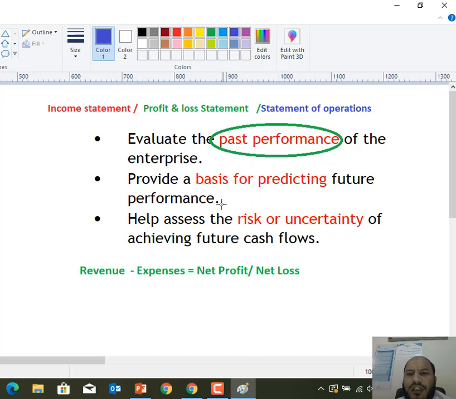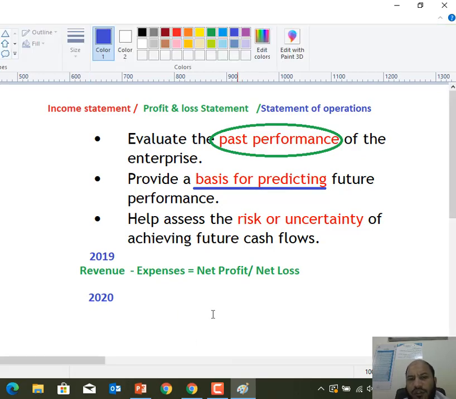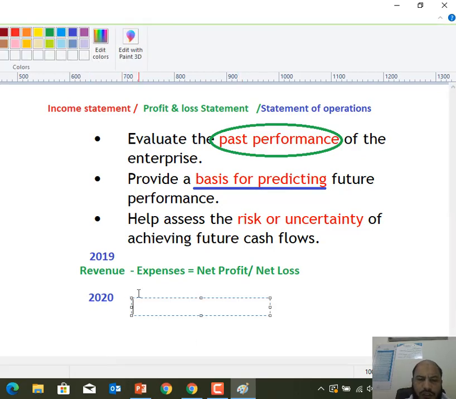Second, this income statement will help you to predict the future performance. Through the income statement we can judge the upcoming year. For example, consider that this is 2019 and you are interested to know about 2020. So you can make a prediction, or you can do forecasting. You can predict your future through the income statement.